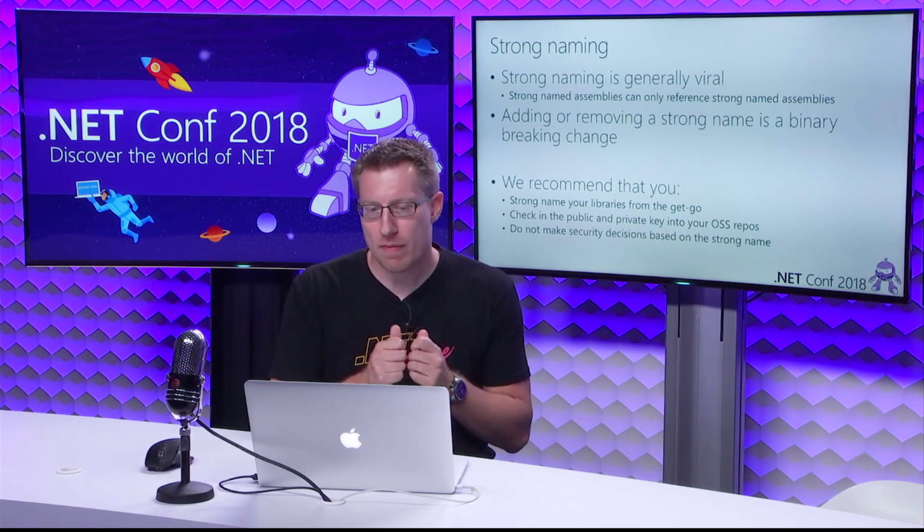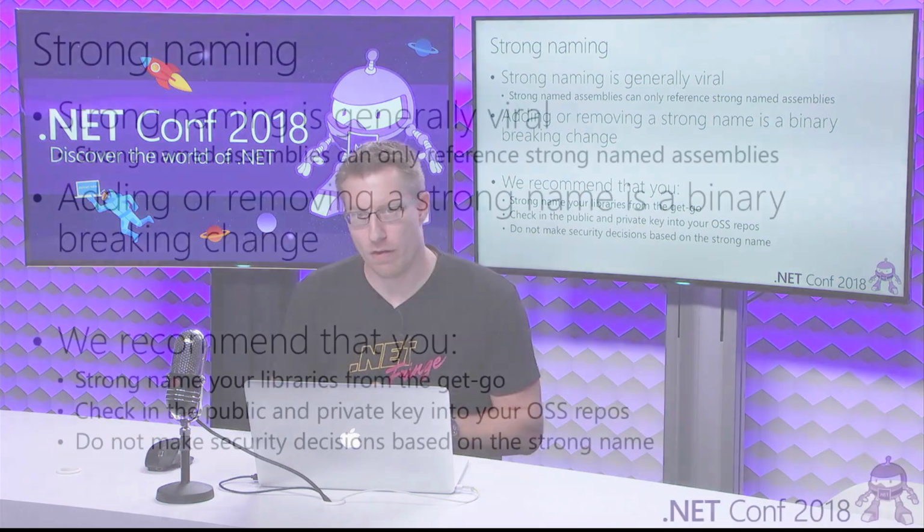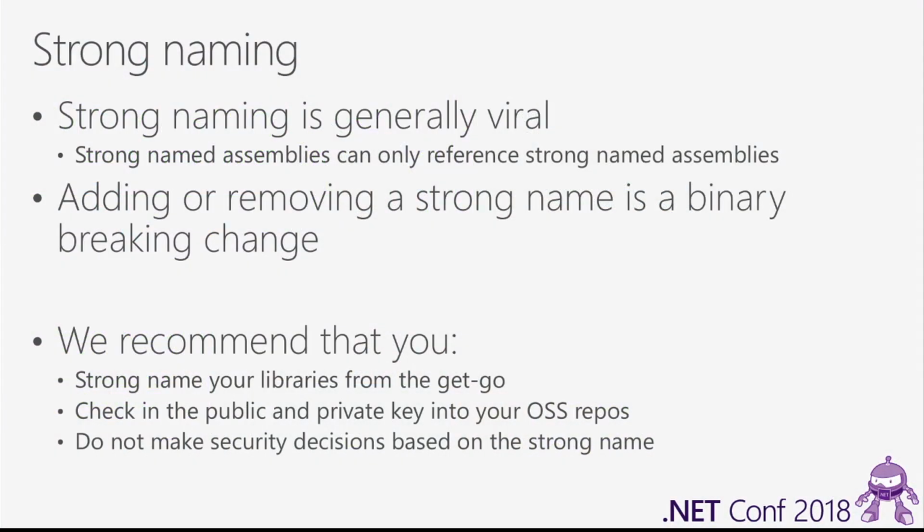Now, there's two major aspects of strong naming that you should be aware of. One of them is it's viral. If your library is strong name signed, you can only reference things that are strong name signed. The second problem is removing or adding a strong name is a binary breaking change because it changes the identity of your library. So if you ship a library, you need to decide upfront whether you ever want a strong name signed or not.